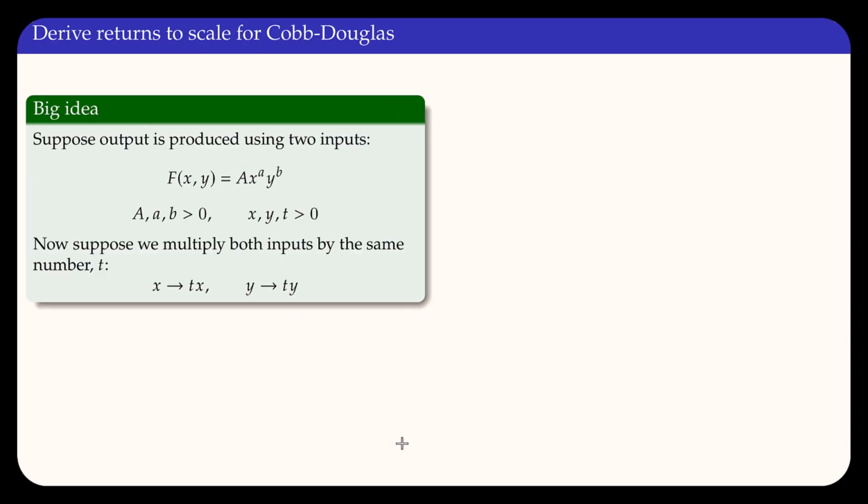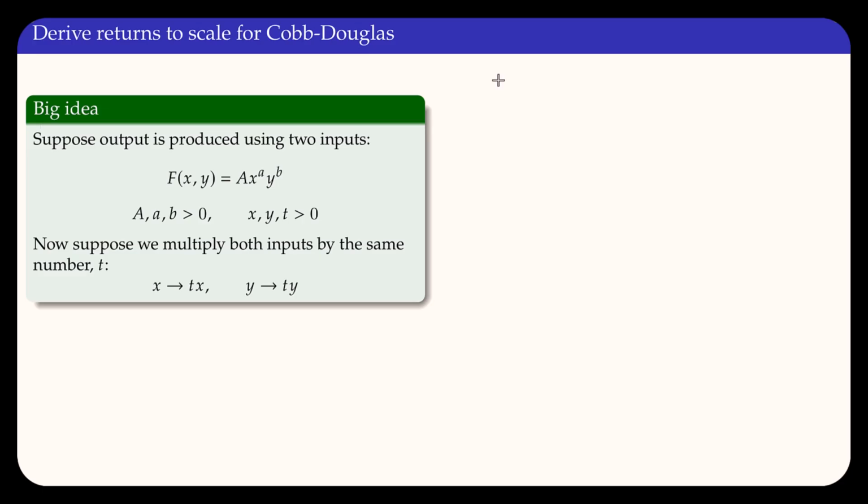Here's a more formal way of looking at returns to scale. Suppose we have a general form Cobb-Douglas function where x is being raised to the power of a and y is raised to the power of b. Suppose we multiply both inputs by the same number t, being some real number greater than 0. So it could be 1/2, it could be 2, it could be any positive real number.